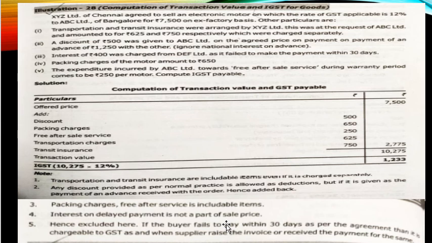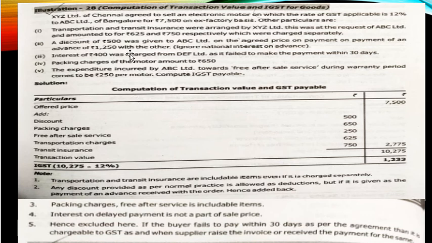Computation of transaction value and GST payable. Offered price is 7,500 as per the question. Then we will add up transportation and transit insurance, which is 625 and 750, which is transportation charges and transit insurance. Then discount, as I've explained, it will not be considered as deduction. We will add it up because it is not given on the normal practice, it is given on the advance. So we will add up the discount of 500.